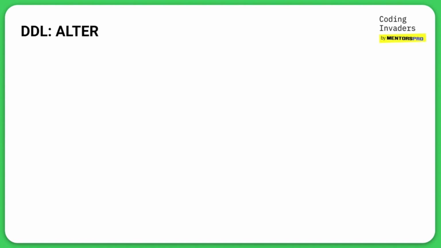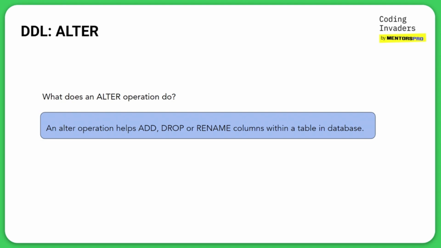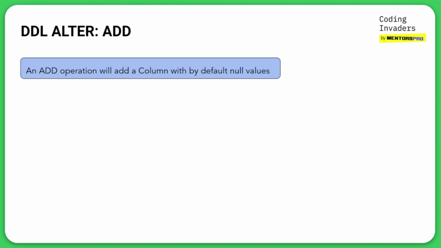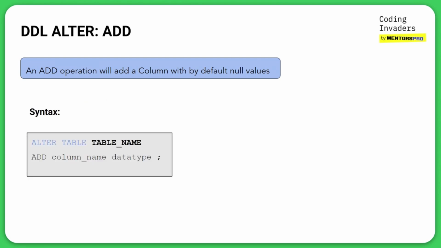Now let's look at the alter operation. The command alter performs modification on the table such as add, drop, rename, etc. Let's look at each alter operation one by one. The first alter operation we are going to see is add. And as the name goes, the add operation will add a column in our table, and by default this creates a column with null values. This is the syntax for the alter add operation.